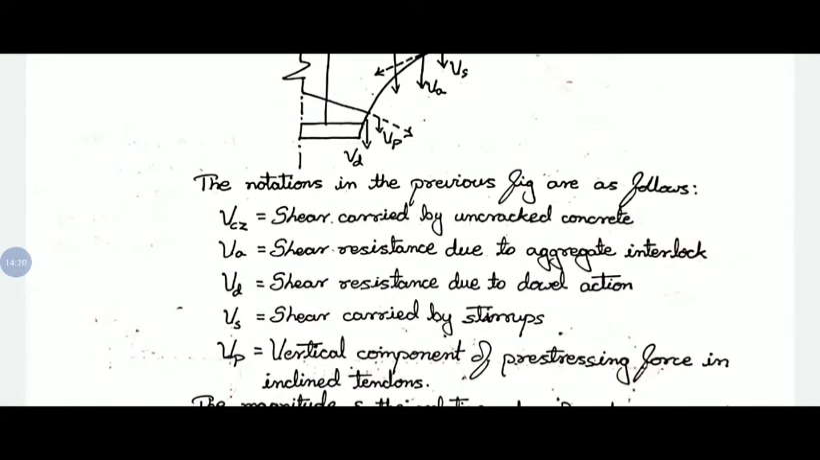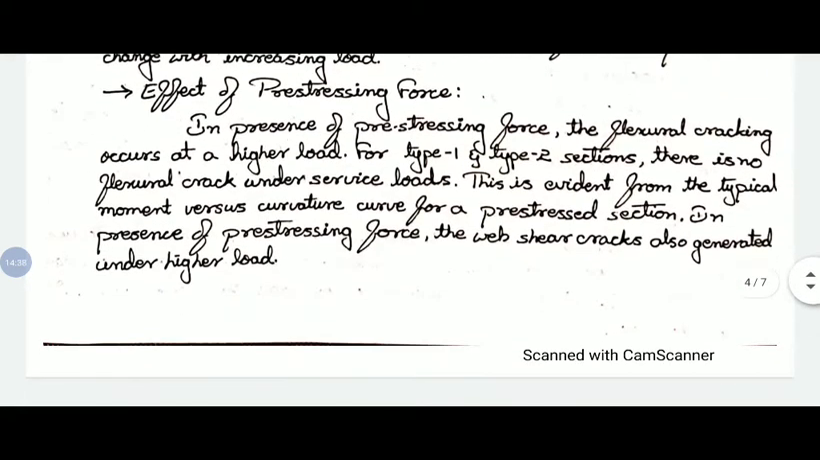So that is VP. So the magnitude of the relative value of each component changes with increasing load. So as the load varies, all these variables will change. So these are the components of shear resistance. So next, effect of pre-stressing force.